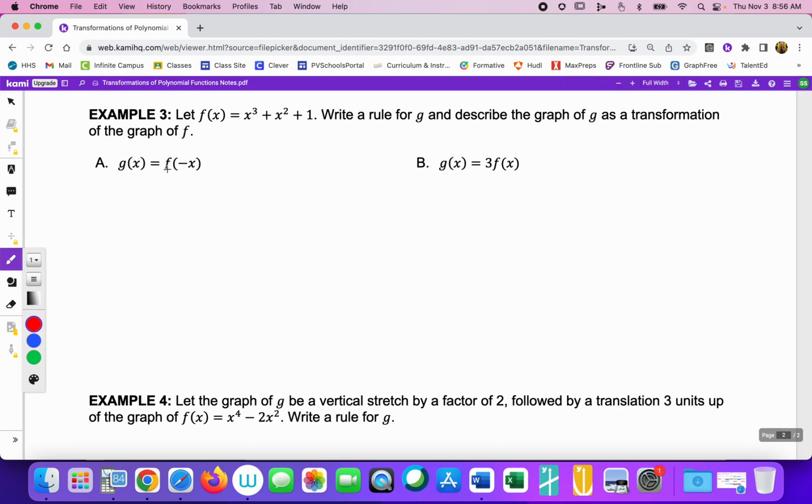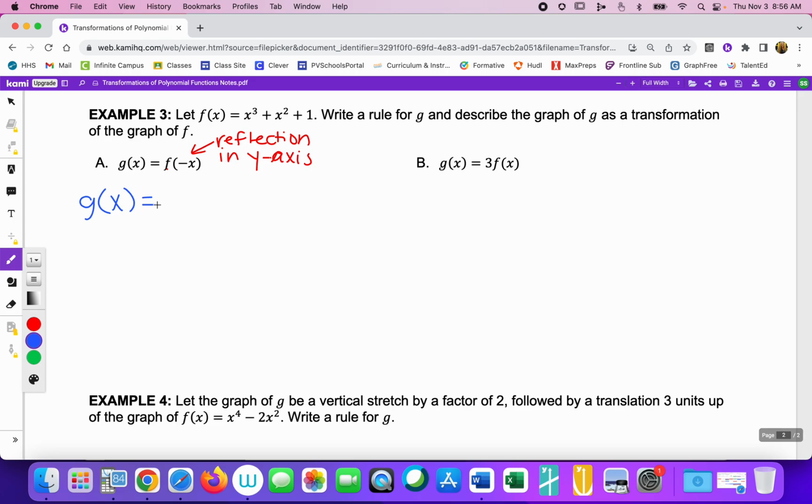A reflection in the y-axis. So this, because it's in parentheses, would be a reflection in or across the y-axis. If the negative was out front of f like that, then that would be a reflection in the x-axis. But since it's in parentheses. All right. Now what this is asking you to do is plug negative x into the g of x function.